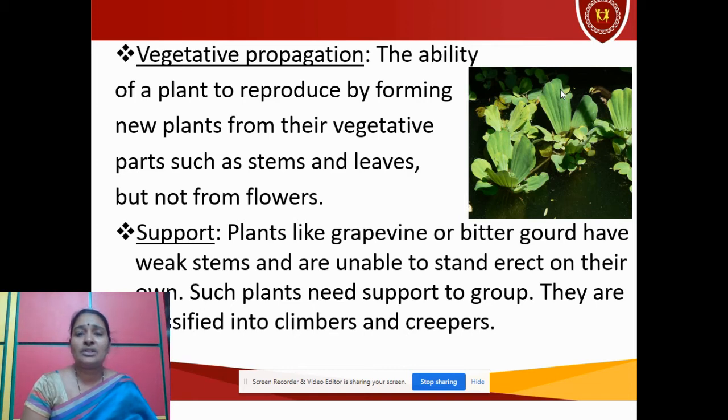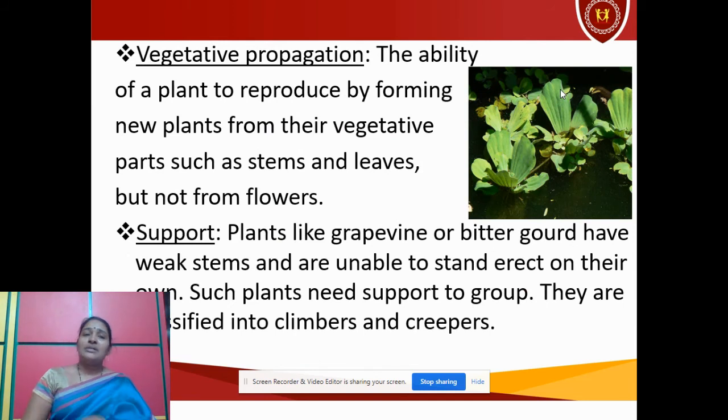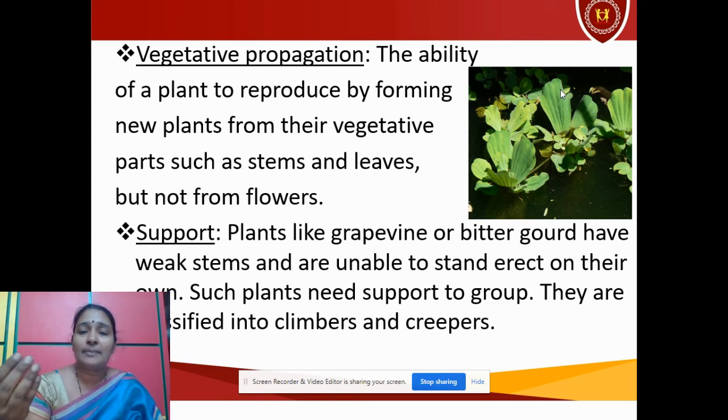When you observe these plants, they need support. Climbers take the support of a wall or a wooden pole. A creeper creeps on the ground. Such kinds of plants are called creepers. An example of a creeper is watermelon. For climbers, you can take the example of grapevine or bitter gourd.